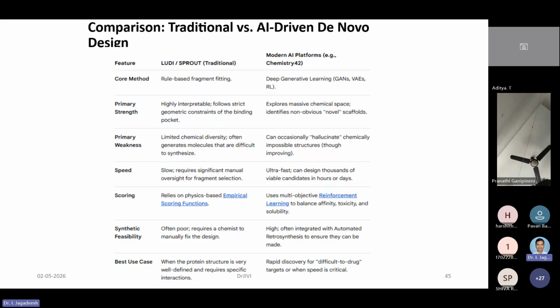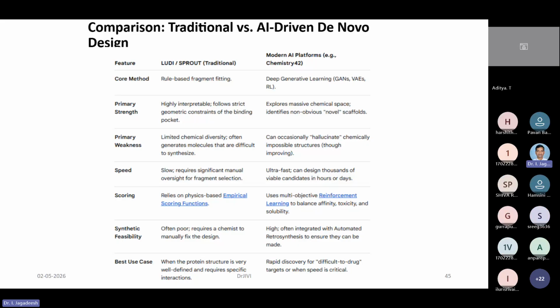So the core method in the traditional case is rule-based, whereas the AI platform uses generative deep learning. The primary strength of the traditional one is that it is highly interpretable and follows the strict geometric constraints of the binding pocket. In the case of AI, it explores the massive chemical space and identifies non-obvious and novel scaffolds also. Previously, we never thought this could be possible. It is beyond our imagination. These machine learning tools will provide us novel scaffolds, novel leads and hits.